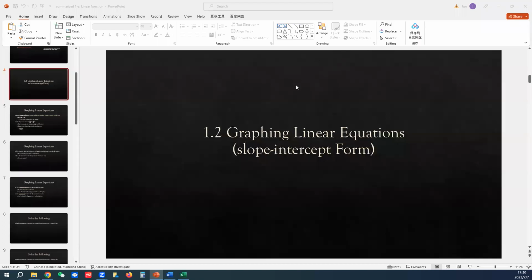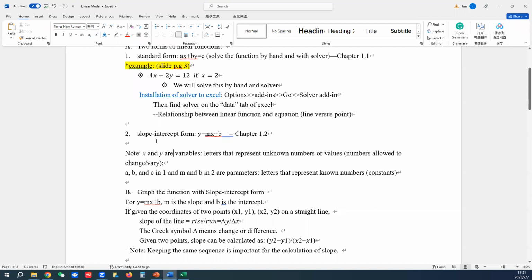Now let's move on to chapter 1.2, which is to graph linear equations. Here we are touching upon the second form of linear function, which is the slope-intercept form. This is probably the form that you are more familiar with. In this form, y, which is the dependent variable, is on the left-hand side alone of the equation.